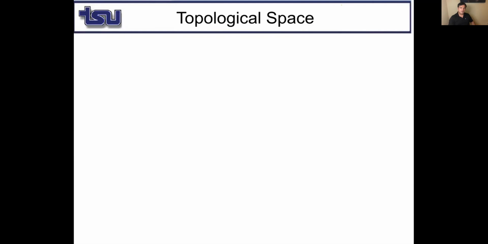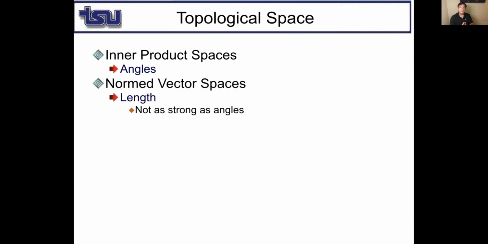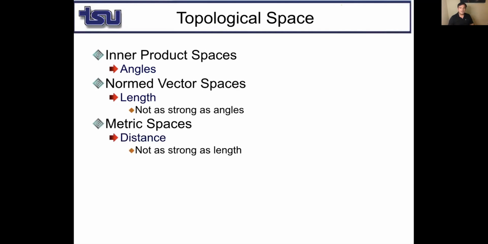So, topological space. Well, let's motivate this. Inner product spaces, we dealt with what? Angles. Or the analogy to Rn was what? Angles. And then norm vector spaces, the analogy was what? Length. Length is not as strong as angles. And metric spaces with distance. But distances are not as strong as length. So you can define distance between 2 points.